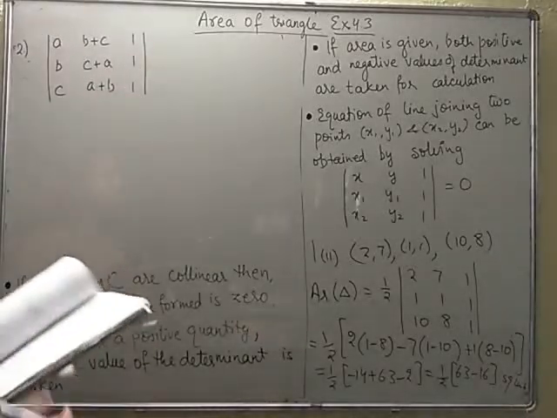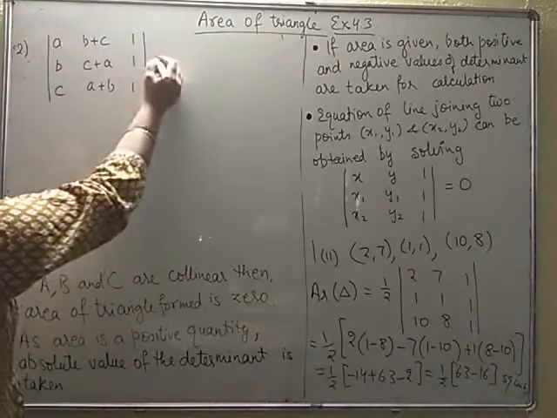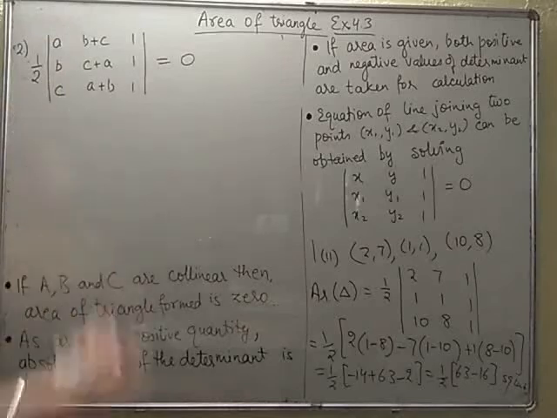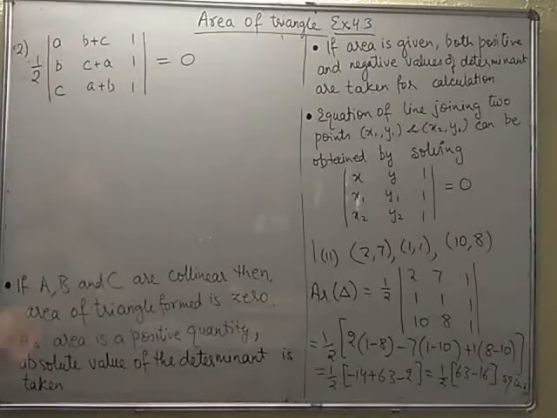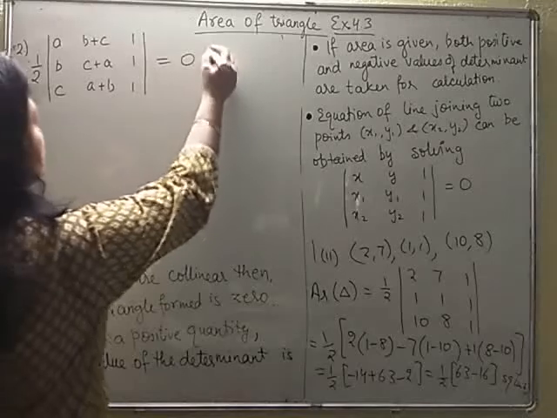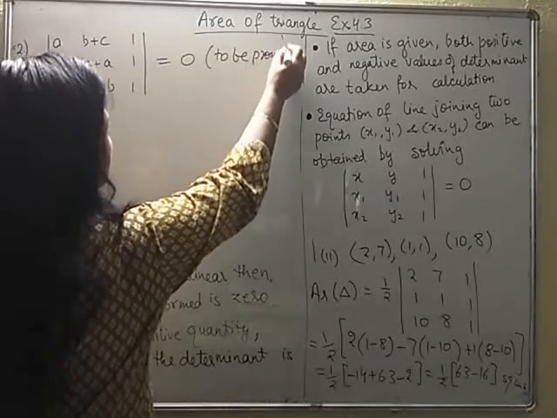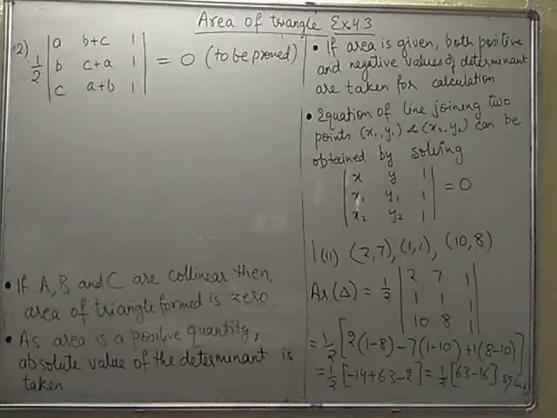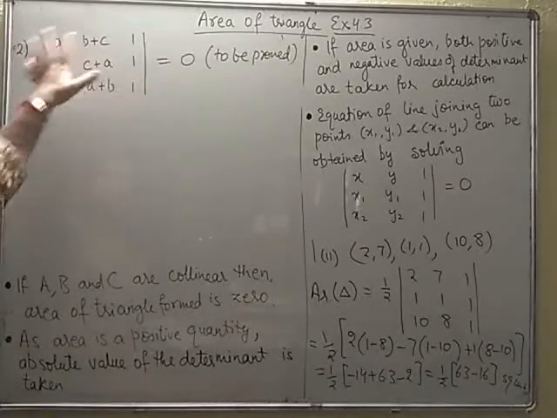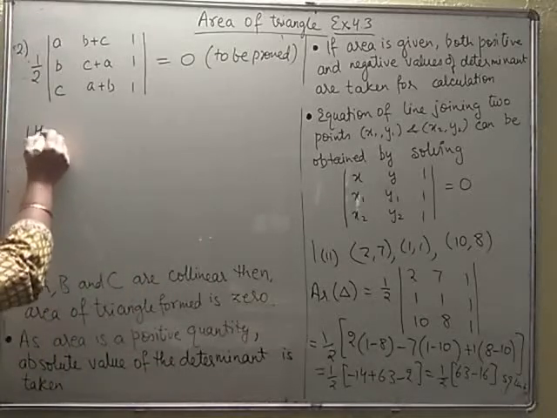So what do we know? We know the points are collinear. So that means the value of this determinant, or we can simply say half the area of the triangle obtained, will be equal to 0. So this is to be proved. If I have to show that the given 3 points are collinear, then I need to prove that the value of this determinant comes out to be 0. So we'll quickly simplify the left hand side.